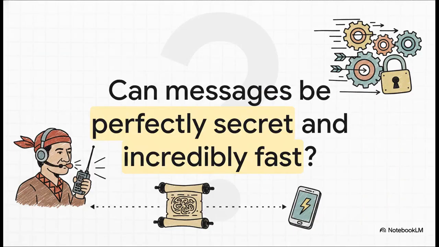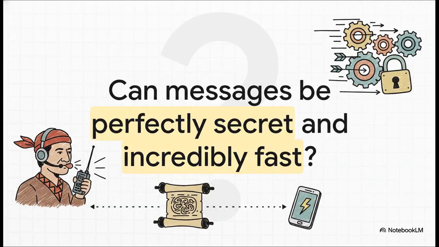So, picture this. You're in the thick of a battle. You have to get a message to your commander, and it needs to be two things. One, it has to be perfectly secret, right? Because if the enemy intercepts it, you're done. And two, it has to be incredibly fast, because lives are on the line right now. So, can you really have both? Secrecy usually means complexity, and complexity means it's slow.